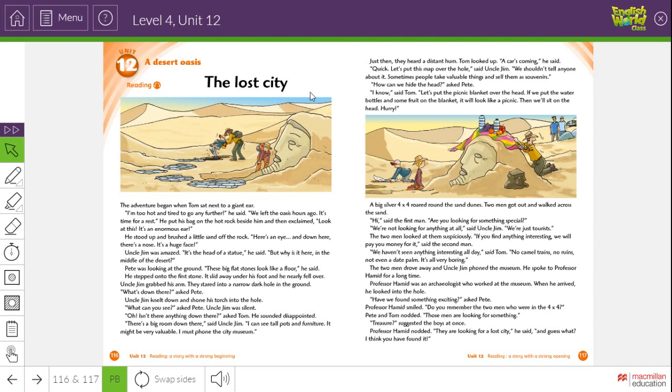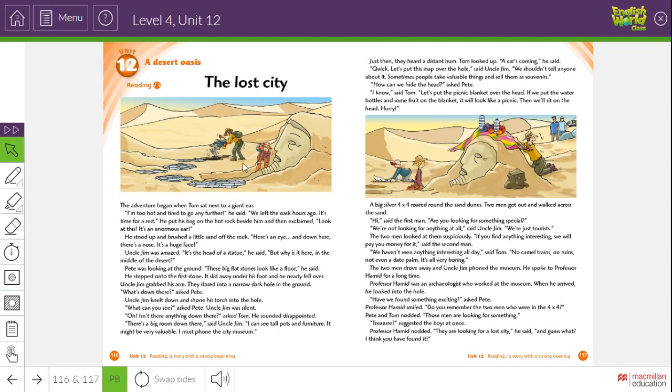Now I think all of you are looking at something strange here. So, what's this? Yes, great. It's here. It's a huge face. It's a statue. Statue. Great. And this statue is covered in sand. Yeah.